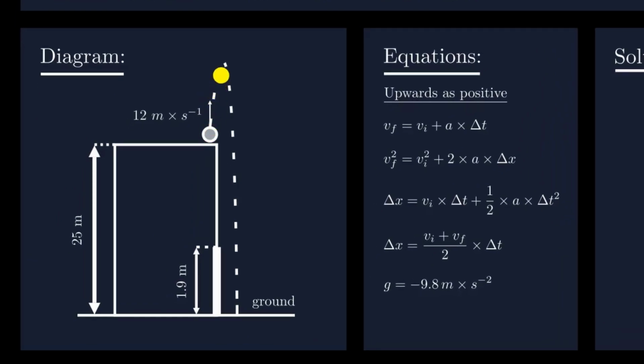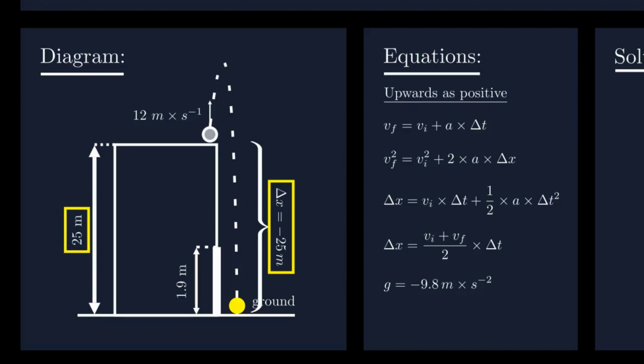After a while, it reaches the maximum height and then falls to the ground. Its displacement is equal to minus 25 meters. 25 is the height of the building as the object falls from the top of it to the ground. The reason that it is negative is that we choose upward as the positive direction and the ball fell down.